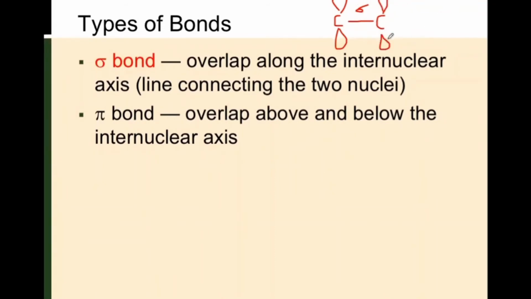And so these p orbitals are orthogonal, but they can still hold electrons. And the electrons that are in there, if they're half filled, can also be shared. And so we can share the electron density above and below the sigma bonds. And so this is called a pi bond.